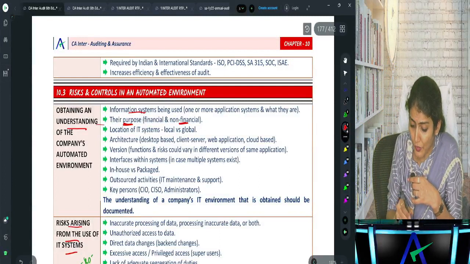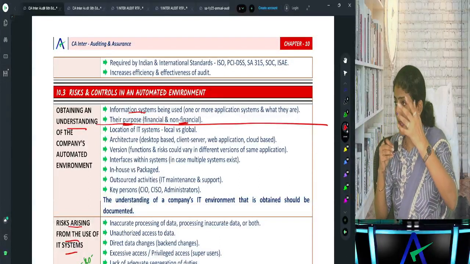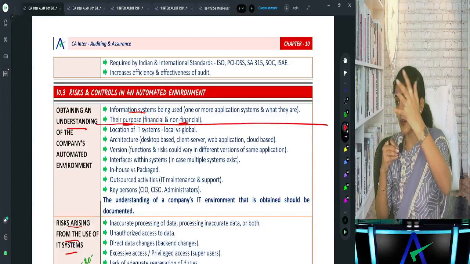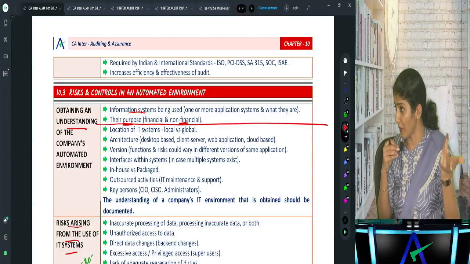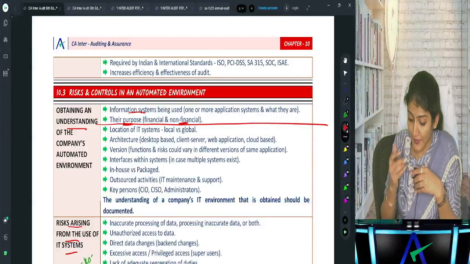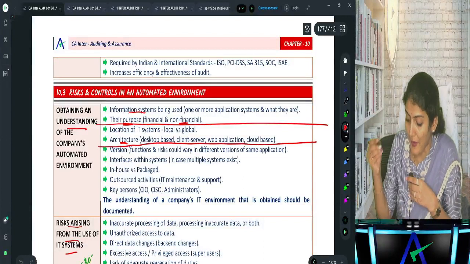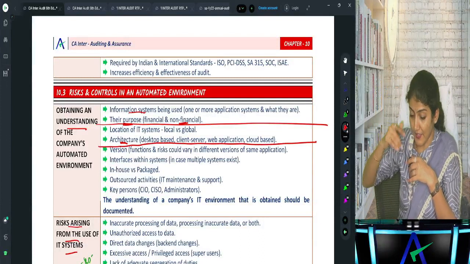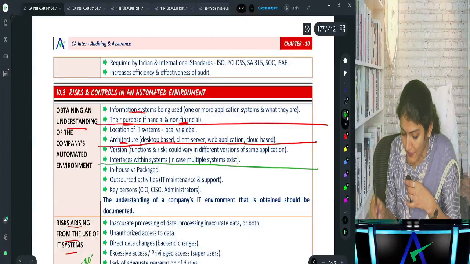Then the location of the IT system. Location means whether it is LAN, WAN, all that. Is the location of the IT system a local area network or what? Nowadays they talk about the cloud or the virtual private network, right? So the location of the IT system, its architecture, right? So desktop based, client server, web application, or cloud based, right? So location and architecture. Then which version of the system is being used, and also the interfaces within the system.